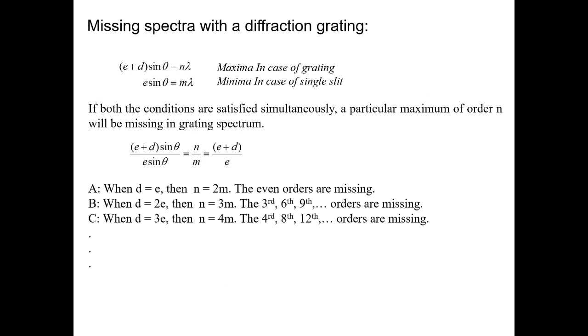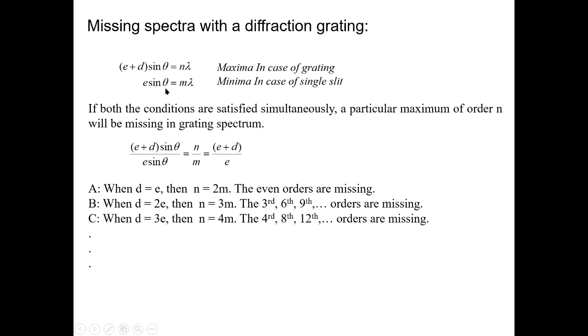Like we found the missing spectra in the case of the double slit, we can also find the missing spectra in the same way in the grating. So in the grating, the maxima due to the grating are given by (e plus d) sin theta equal to n lambda, and the minima due to the single slit are given by e sin theta equal to m lambda, because the final expression is the multiplication of the pattern by the grating and by the single slit.